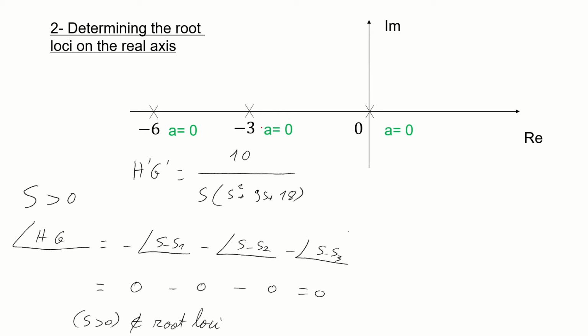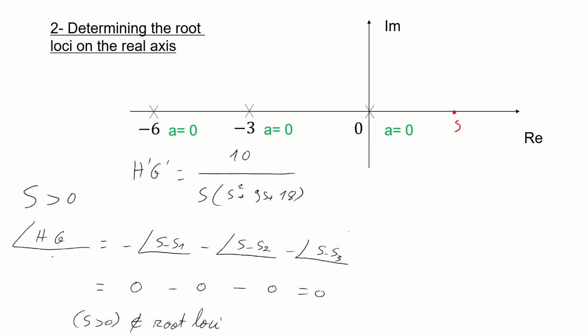Of course, the second step is to get the root locus on the real axis. So as we can see, this real axis is divided into four parts. S is higher than 0, S is between minus 3 and 0, S is between minus 6 and minus 3, and S is smaller than minus 6. So of course, we'll be focusing on this equation H prime G prime, which is 10 over s times s squared plus 9s plus 18. So let's start with s higher than 0, so I will take a test point s here.